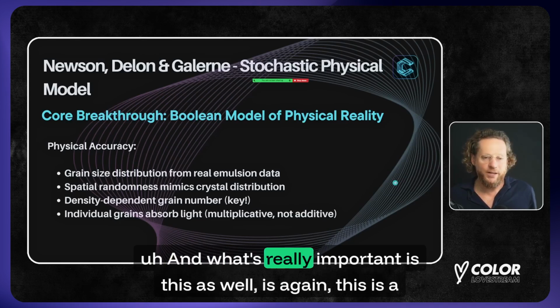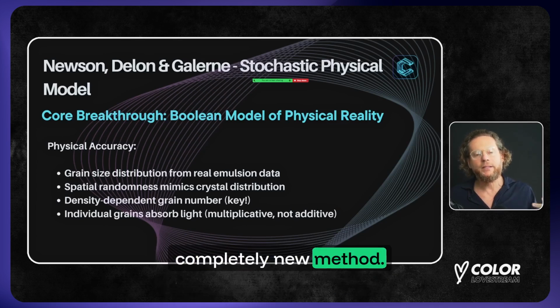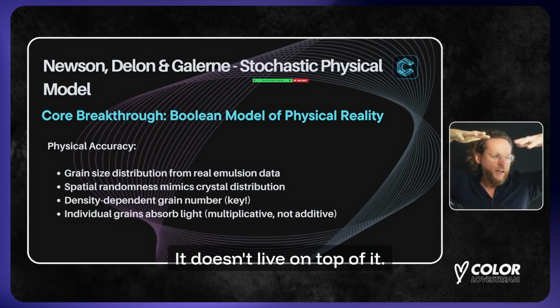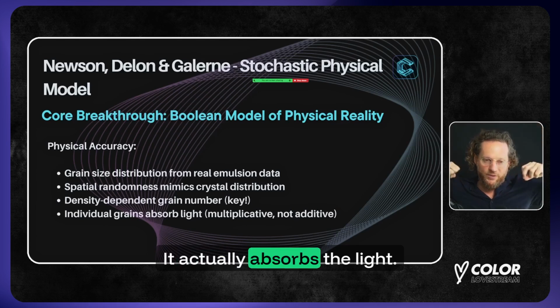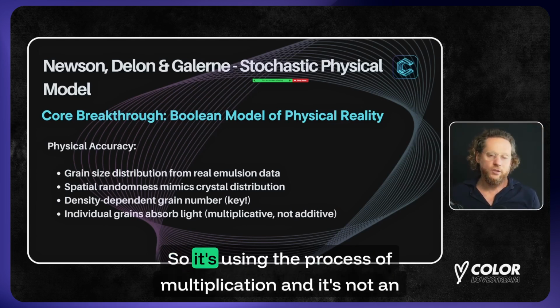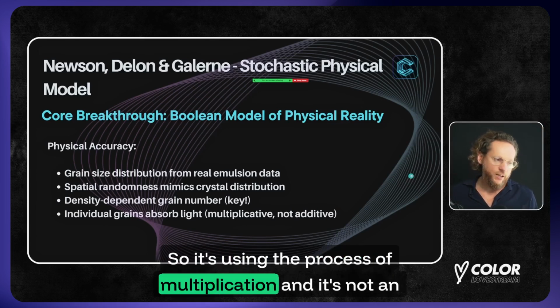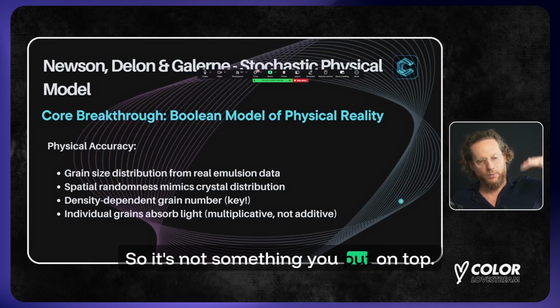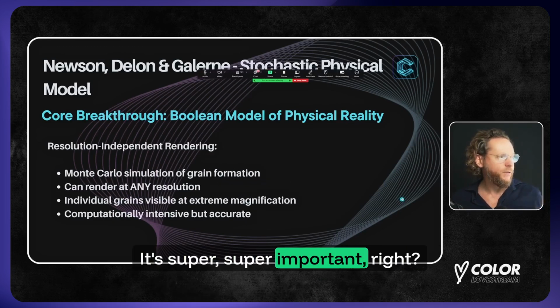And what's really important is this as well: again, this is a completely new method. It's not layered on top. It doesn't live on top of it. It actually absorbs the light. So it's using the process of multiplication, and it's not an additive process, right? It's not something you put on top. It's super, super important, right?